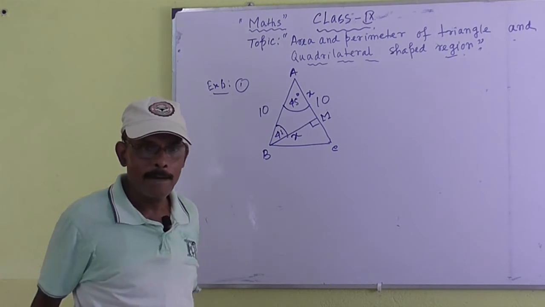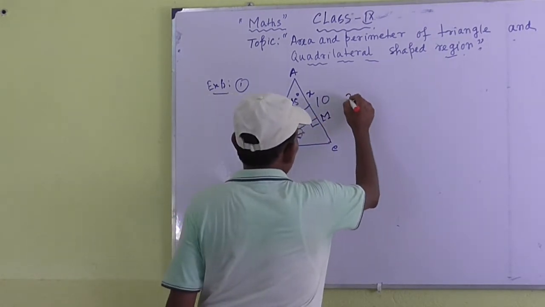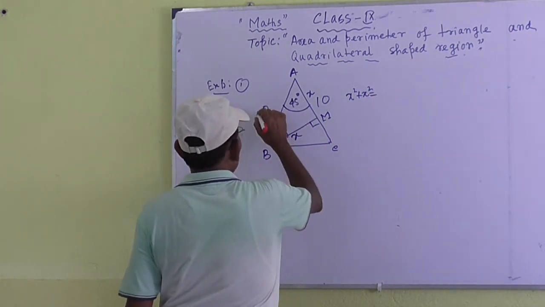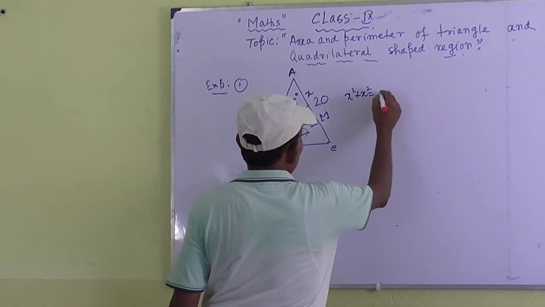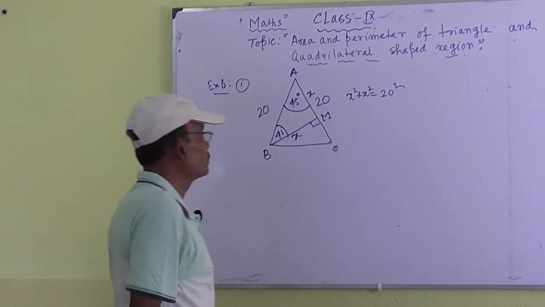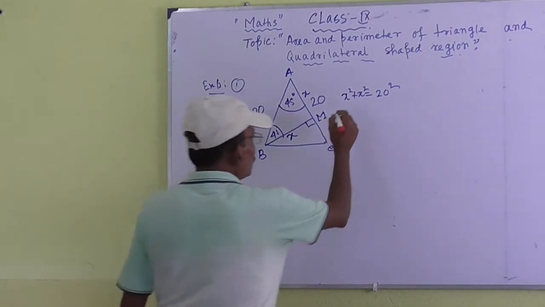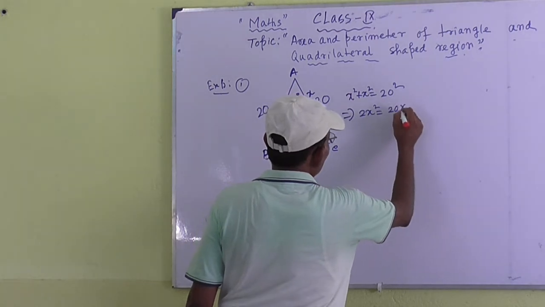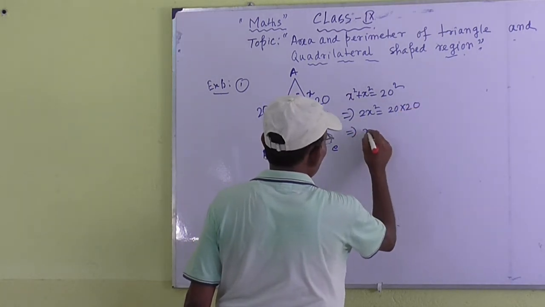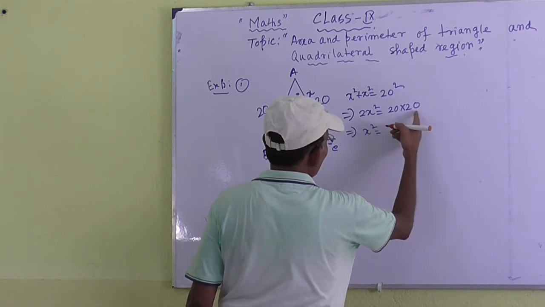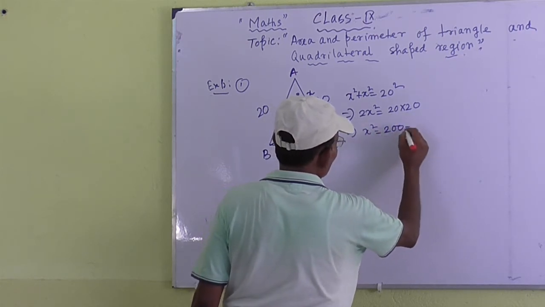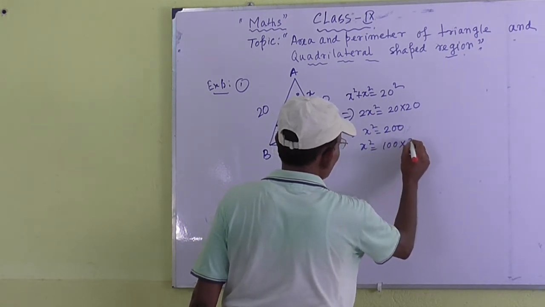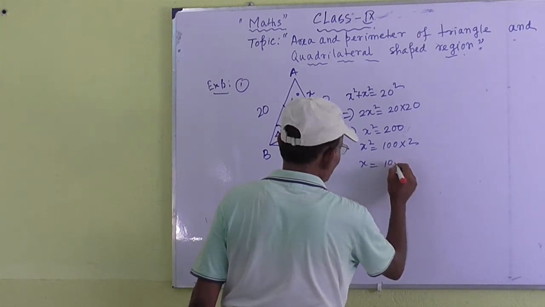Now, with the help of the Pythagoras theorem, x square plus x square equal to, let us take 20 square. Okay. So, 2x square equal to 20 into 20, x square equal to 400 by 2 equal to 200. 200 means 100 into 2, x equal to 10 root 2.